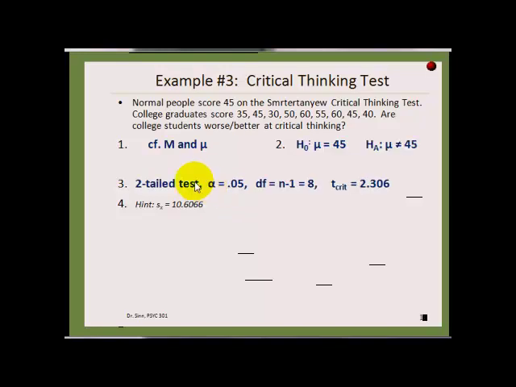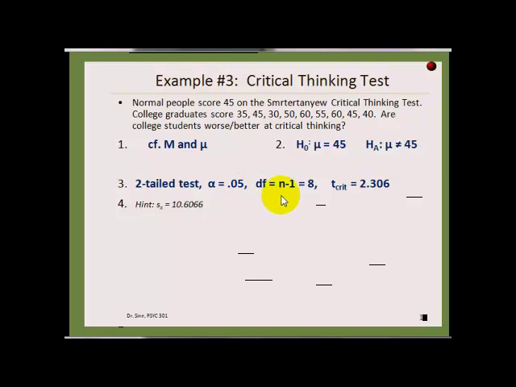Okay, so you should have gotten the following. You're comparing the sample mean and mu, which is what we're going to be doing for a while here. Second step, you state the null and the alternative hypotheses: mu is equal to 45, or mu is not equal to 45. Then you set up the details of your test. We're always going to do a two-tailed test. We're almost always going to say alpha is equal to 0.05.